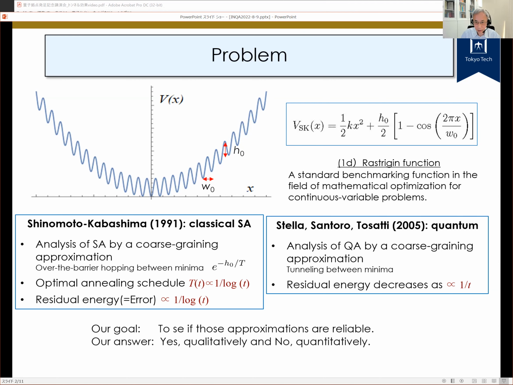So these are known results. And our goal is to see if those approximations are reliable. And our answer is that yes, qualitatively, but no, quantitatively. You will see what I mean by these statements.